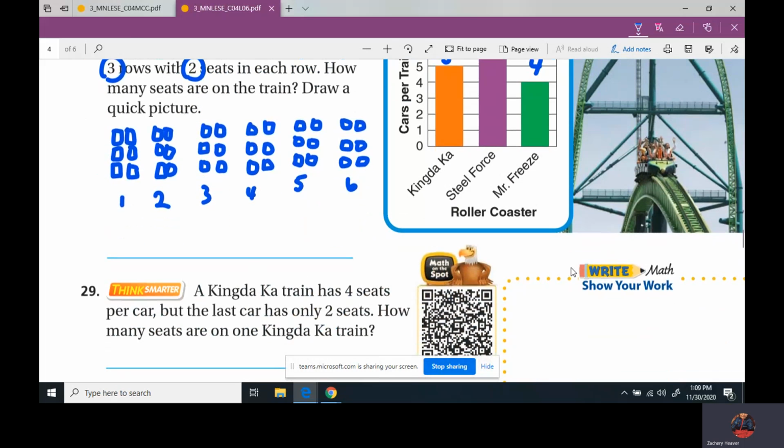How many seats are on the train? Well, we can go through and count them, or we know we have 3 rows of 2 with 6 cars total, and I'm going to group them like this. So 3 times 2 is 6. 6 times 6 is 36 seats. Just like that.